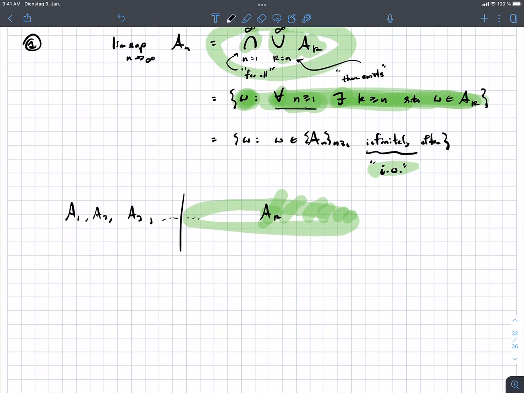Let's think about the lim inf. So lim inf, as n goes to infinity, of the sequence A_n.